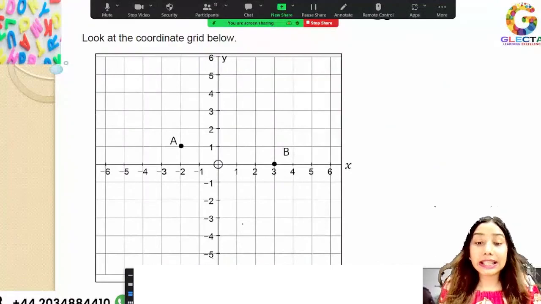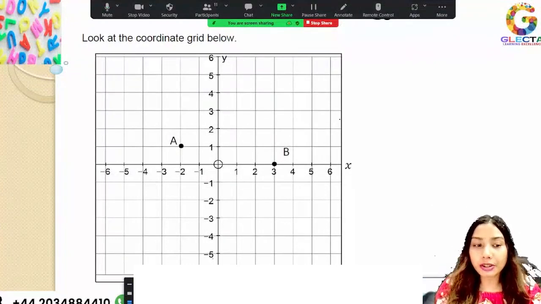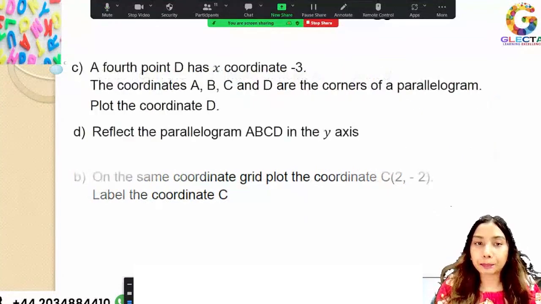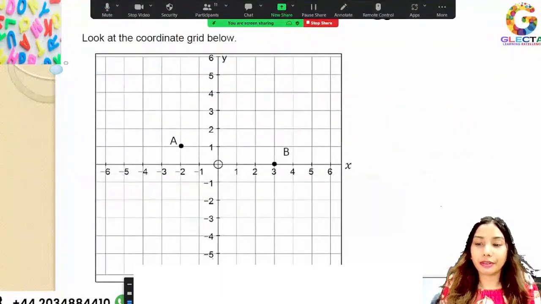All right. This is your next question, right? This is just a graph. I'm going to show you some questions on the next slide. This is the question. Read the first one. You guys have to write down the coordinates of A. This is your question. A and B, both. Quickly, within 10 seconds, I need the answer.